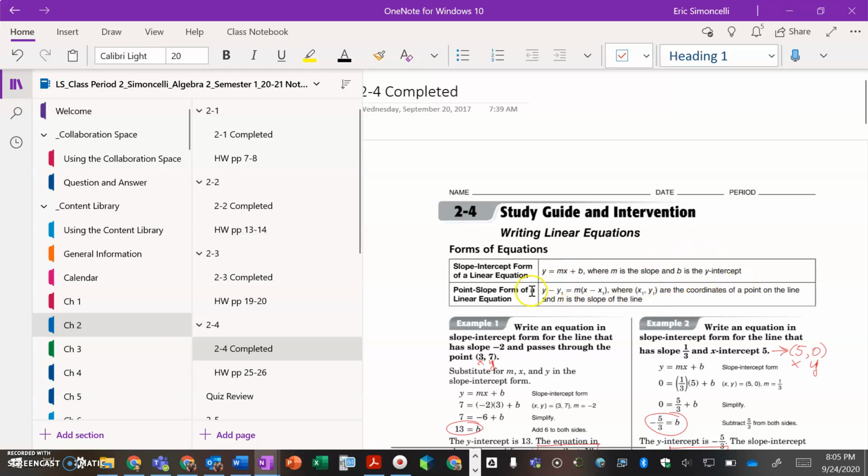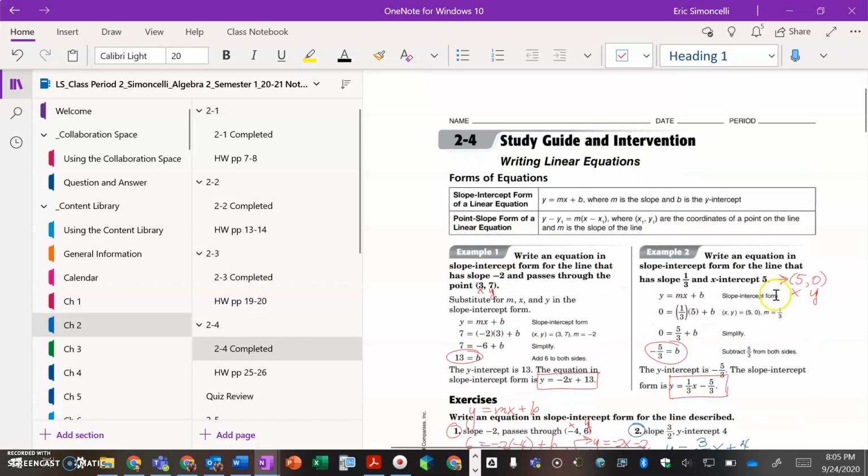It turns out that this form is also very useful. Once you get the appropriate values, let's say for m, x sub 1, y sub 1, you can manipulate it in such a way where you can rewrite it as you see up above, y equals mx plus b.